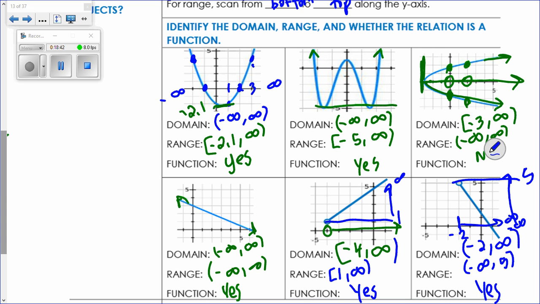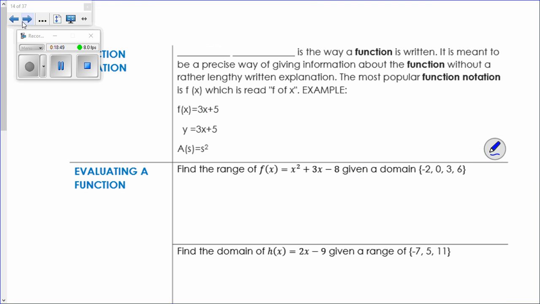The last part I want to cover is function notation. Function notation is not lengthy, it's actually shorthand. It's just the way a function is written. It's meant to be precise in nature, and it's giving information about a function without a rather lengthy written explanation.